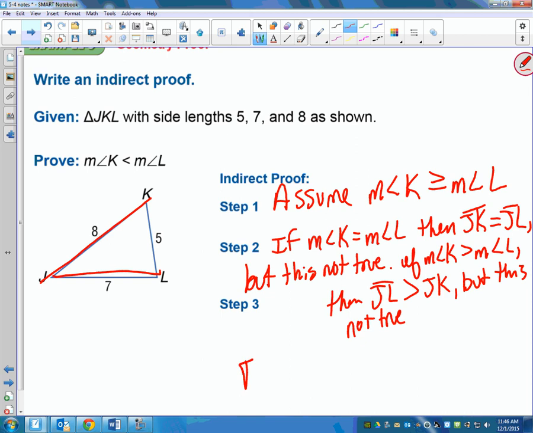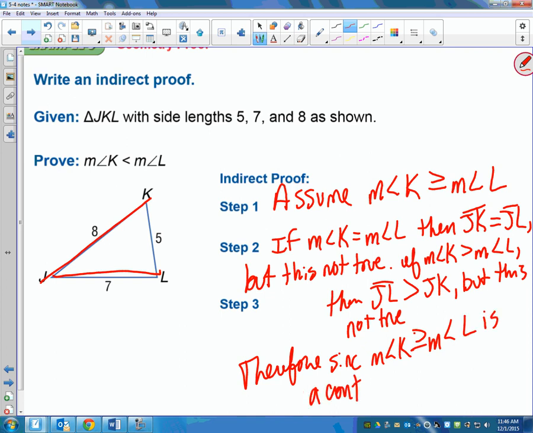Step 3. Therefore, since the measure of angle K being greater than or equal to the measure of angle L is a contradiction, or is false, then the measure of angle K is less than the measure of angle L. I always want to use the word contradiction because it's proof by contradiction.